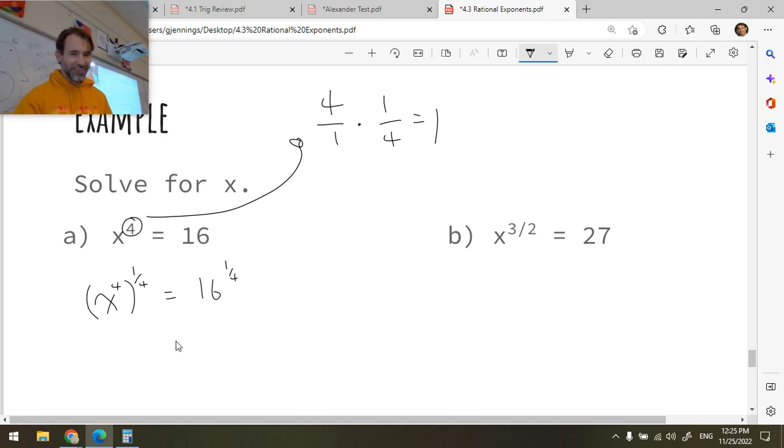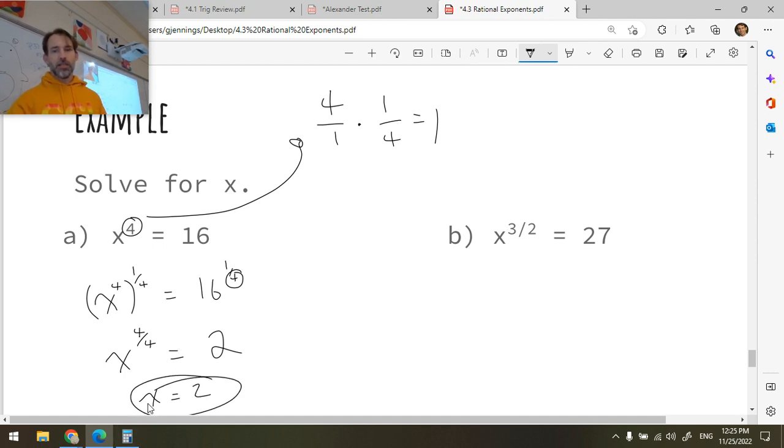I'll do that later. Okay, so then x to the 4 to the 1/4 is I multiply the powers. So that's x to the 4 over 4. That's 1. And that's equal to 16 to the 1/4. Well, we've already done that before. It's 2. Okay, 2 times 2 times 2 times 2 is 16. I have to multiply that number by itself 4 times to get 16. So that's 2. And so then that's x equals 2. X to the 1 equals 2.